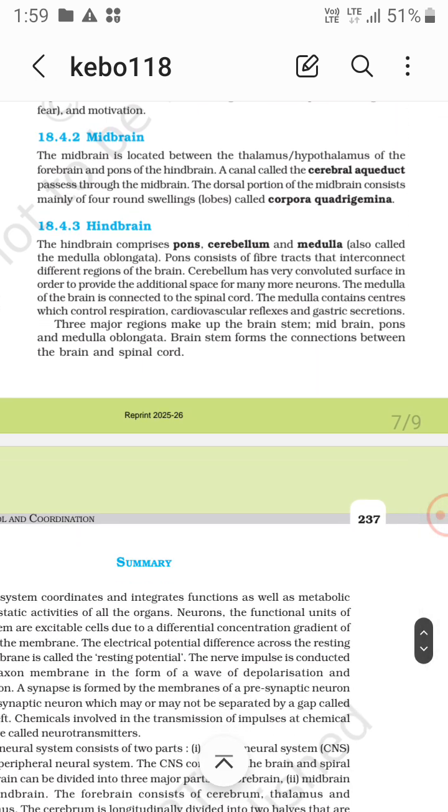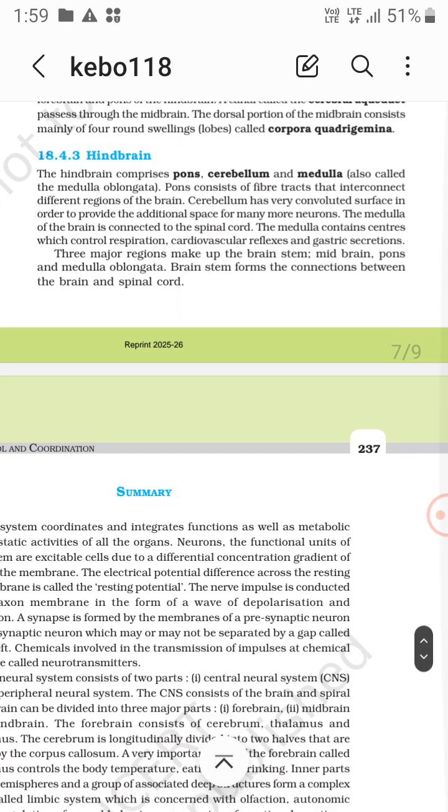Three major regions make up the brainstem, that is midbrain, pons, and medulla oblongata, except the cerebellum, which is part of the hindbrain. So midbrain, pons, and medulla oblongata. Now the brainstem forms the connection between the brain and the spinal cord.